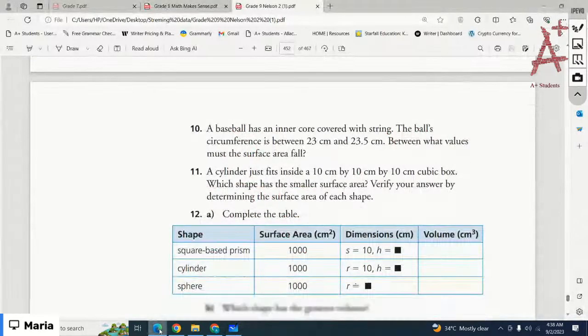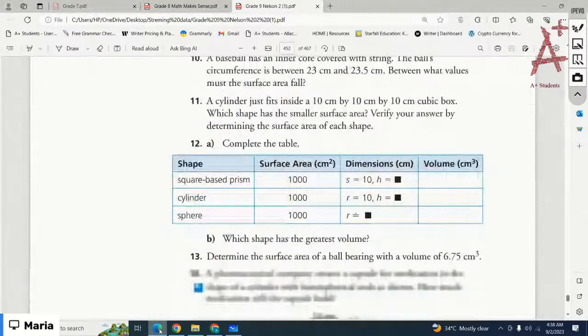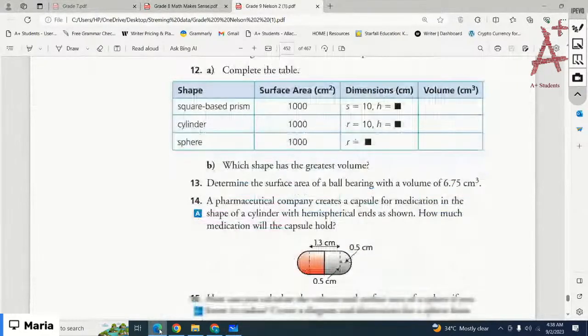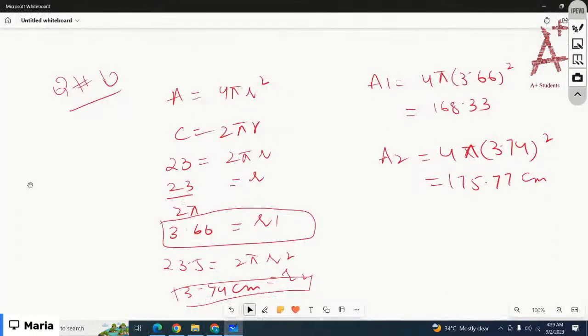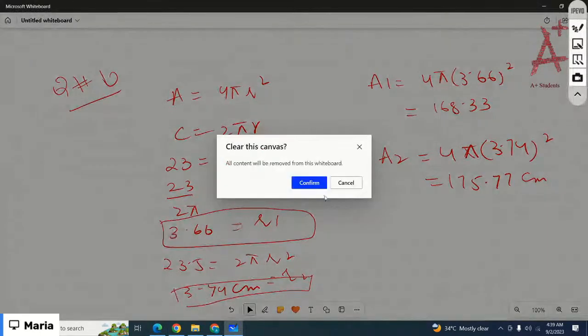The next one is question number 13. Determine the surface area of ball bearing with a volume of 6.75 centimeter cube. So you are given the volume of the ball bearing, that is 6.75. You have to calculate the surface area. Volume is 6.75 centimeter cube.